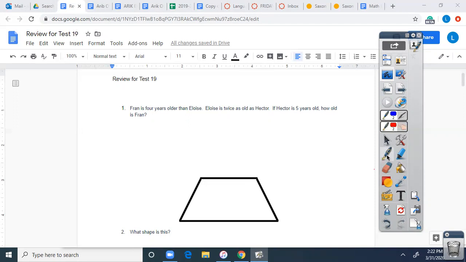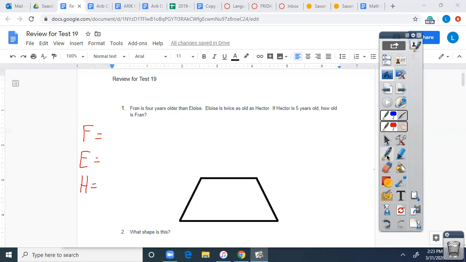All right, Fran is 4 years older than Eloise. Eloise is twice as old as Hector. If Hector is 5 years old, how old is Fran? I don't know if you remember, we did these quite a while ago. It's a 2-step word problem. 2 steps, okay? So we need to figure out how old Fran is. But before that, we are going to need to figure out how old Eloise is, and then figure out how old Fran is.